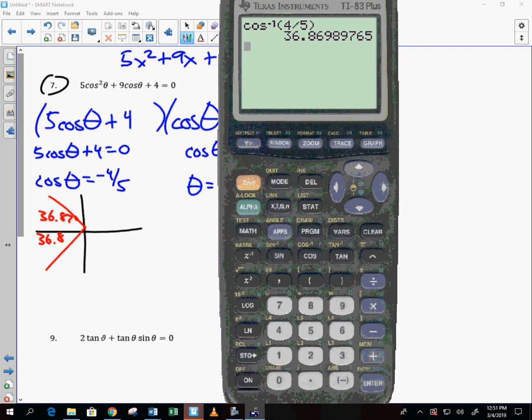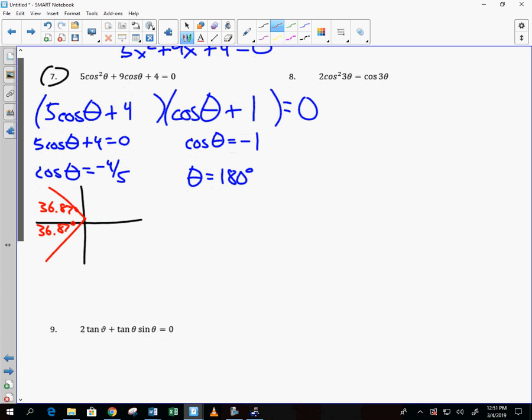So how do I get my first angle? Do I do 180 plus or 180 minus? 180 minus, I get theta is equal to 143.13. And then the second one I'm going to add, and I get 216.87 degrees. What do you think? Not too bad? Okay. Got a couple more problems to do. Flip it over.